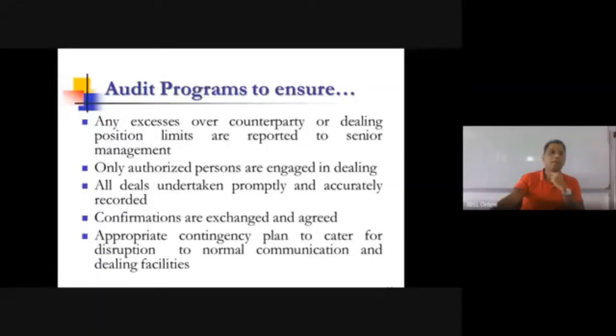So if there is anything that is not in line, there will be an audit report that's generated. The audit report will highlight where the limits have been breached, where there has been possible risk to the bank, and then where we can do better from whatever has been mentioned. It also touches on contingency plans.